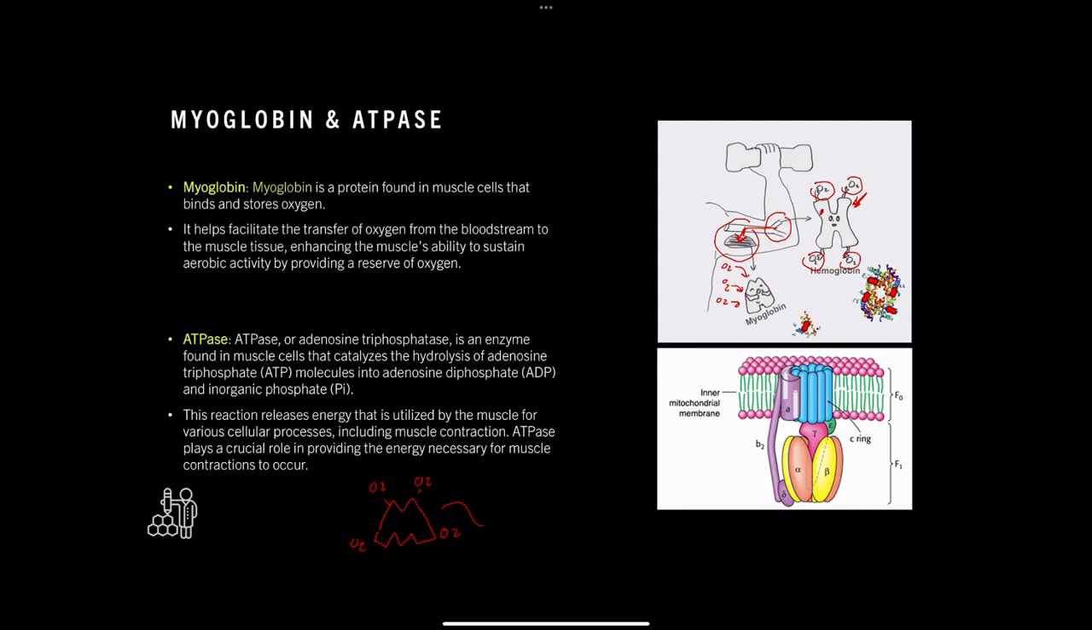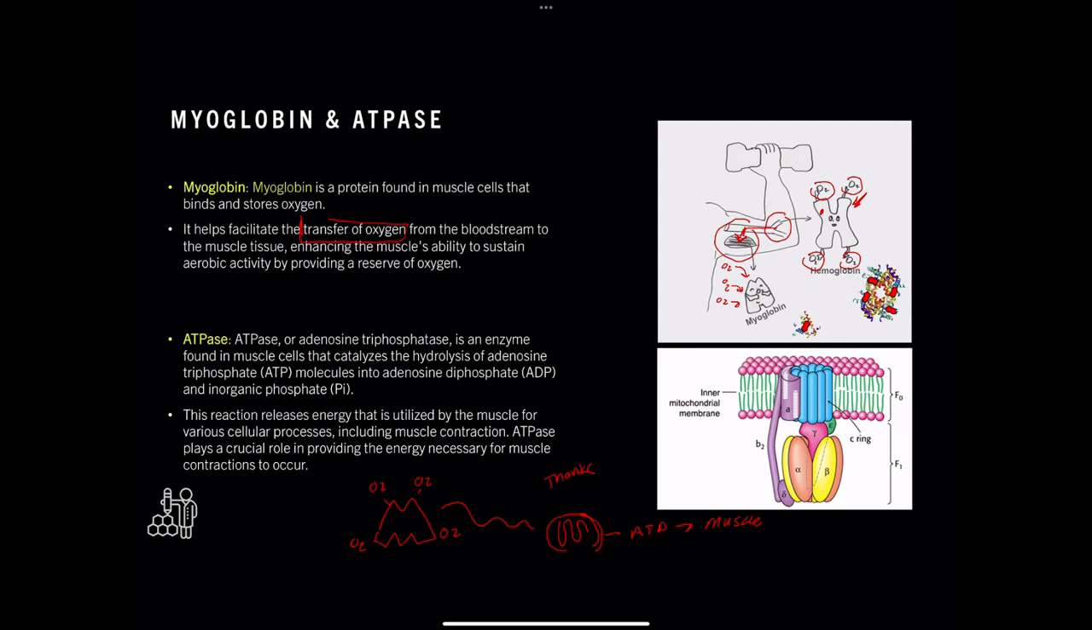It's going to carry that oxygen to the mitochondria. And the mitochondria is going to say, hey, thanks. With that oxygen, I can now make energy, which is ATP. And that ATP will go to the muscles that are contracting and use it to contract longer. So that's all myoglobin is. It just transfers the oxygen from the bloodstream to the muscle tissue and brings it to the mitochondria.